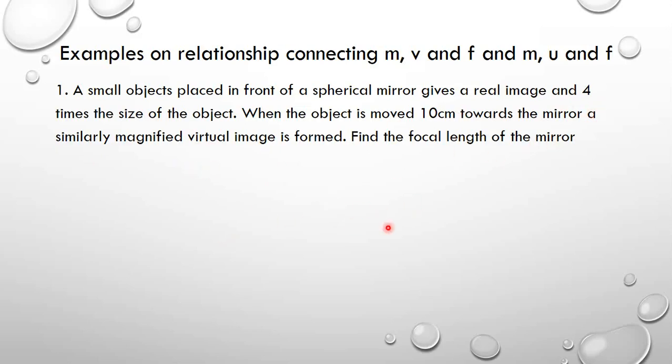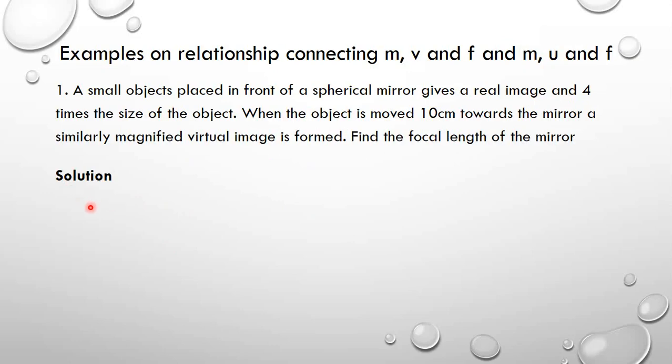Find the focal length of the mirror. You want us to get the focal length of the mirror. So this time round, we shall use m is equal to v over f minus 1, the first relationship. And then we shall make v the subject, since we are dealing with the relationship here they have given us when the object is moved. So here we are dealing with the object distance. So we shall use this other relationship which has u.